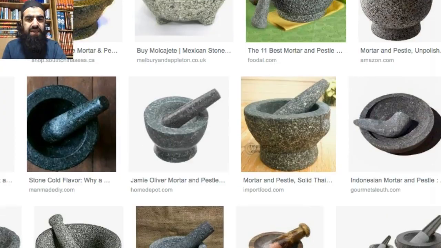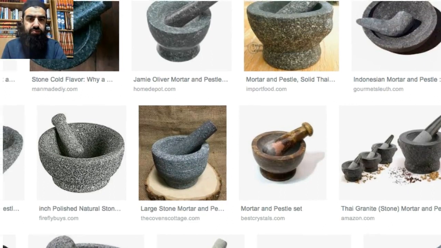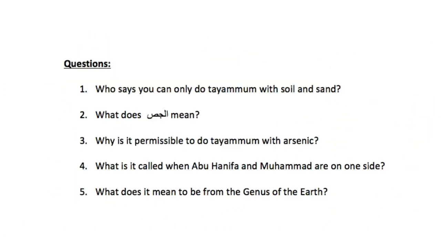And it might actually be a good idea. You can get these marble key rings. So just keep one of those with you, and you just need to rub it on your hand, and you can do the tayammum. Right, so have a go at these questions.